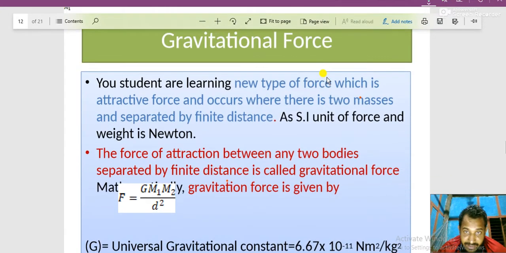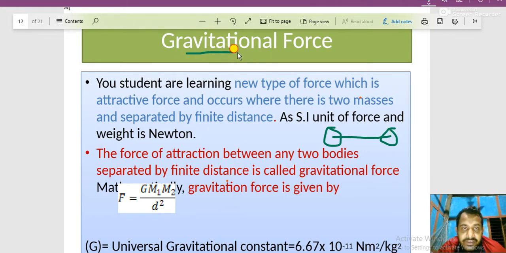Weightlessness. Now see the gravitation force. You are learning the gravitation force for the first time. So think there are two masses, one mass and another mass, and if the distance between them is finite, or you can measure the distance between them, then we get a force, and this new type of force is called gravitation force.